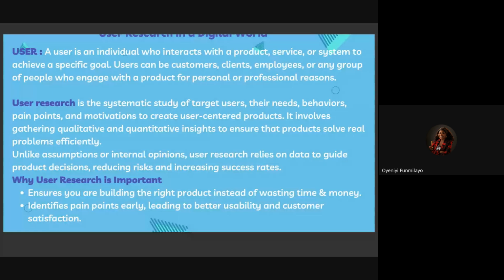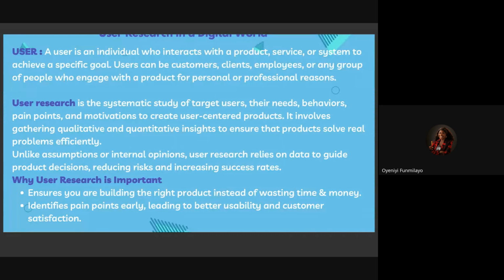Let me just read what I wrote here. So I said a user is an individual who interacts with the product, service, or system to achieve a specific goal, right? Maybe you want to buy clothes, you interact with an e-commerce website to buy the clothes because that is your specific goal, right? So your users can be customers, clients, employees, or any group of people who engage with the product for personal or professional reasons. Right. So user research, what do we understand by user research?